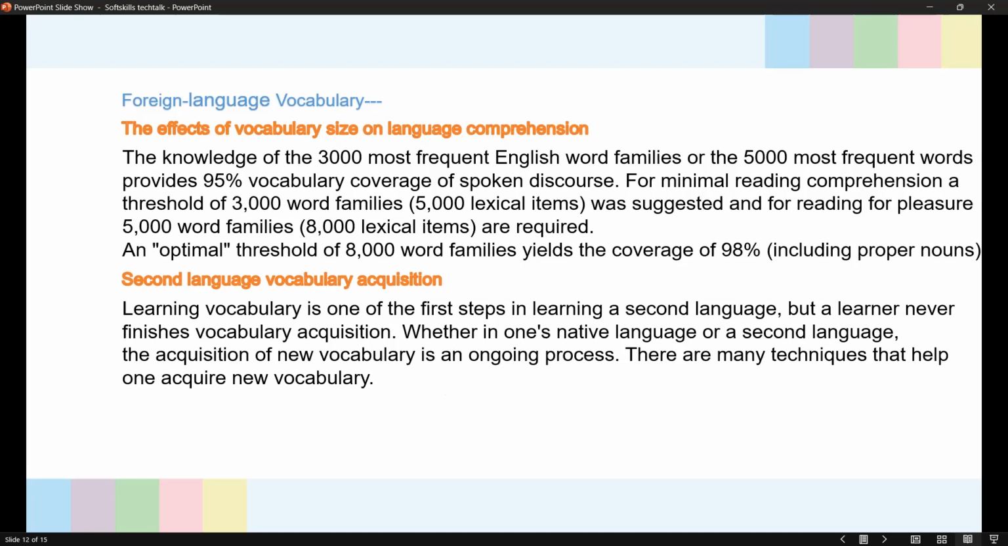Second language vocabulary acquisition. Learning vocabulary is one of the first steps in learning a second language, but a learner never finishes vocabulary acquisition, whether in one's native language or a second language. The acquisition of new vocabulary is an ongoing process. There are many techniques that help one acquire new vocabulary.